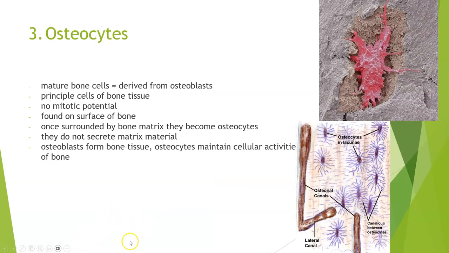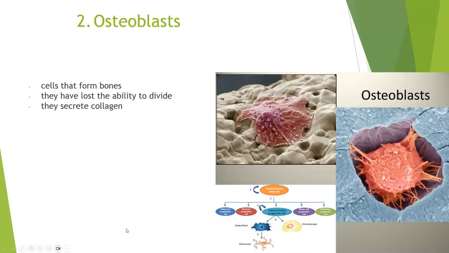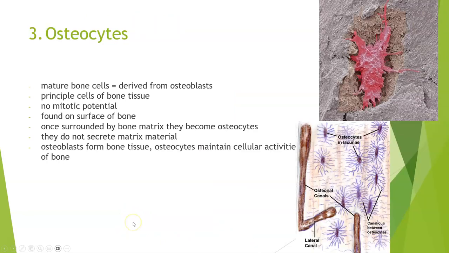The next type is called an osteocyte. So the blast creates the matrix by secreting collagen. Once that osteoblast is completely surrounded by bone tissue, it matures to form an osteocyte. So they're called mature bone cells that were originally osteoblasts. It is the principal cell of bone tissue. Again, it has no mitotic potential at all. It just hangs around in its tiny little space surrounded by matrix.